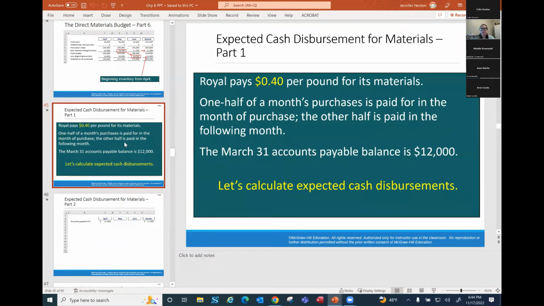All right, so Royal pays 40 cents per pound of its material. So now we know how many pounds we need. Now we need to calculate how much it's going to cost me. So 40 cents per pound for the material. We know that half of the month's purchases we're going to pay for in the month that we purchase it. The other half we're going to pay in the next month. And then on March 31st, the accounts payable balance is 12,000. So that's what's going to come forward into April that I'm going to have to pay out.